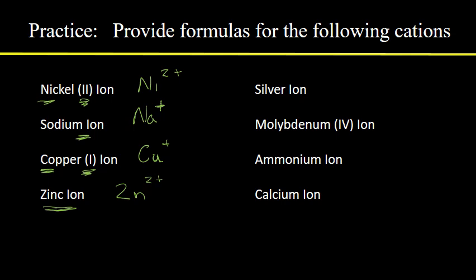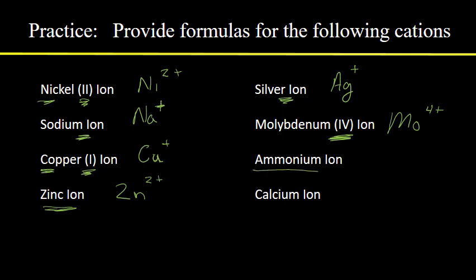Silver. Silver is Ag. They didn't give us anything here about the charge, but silver is, again, in that short list of metals that always has the same charge, and silver is always +1. So we can just write silver plus like that. Molybdenum, we don't know the charge of that automatically because it's a transition metal, but they've given us the charge here in the name. So that's just molybdenum 4+.